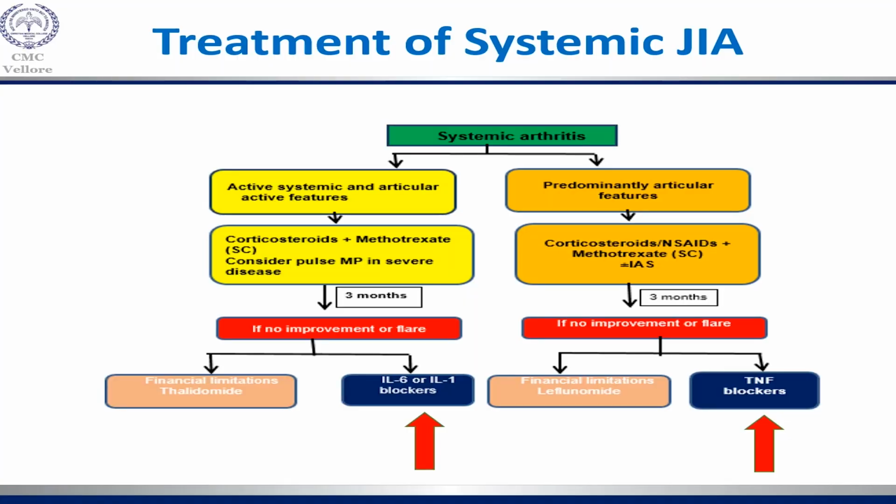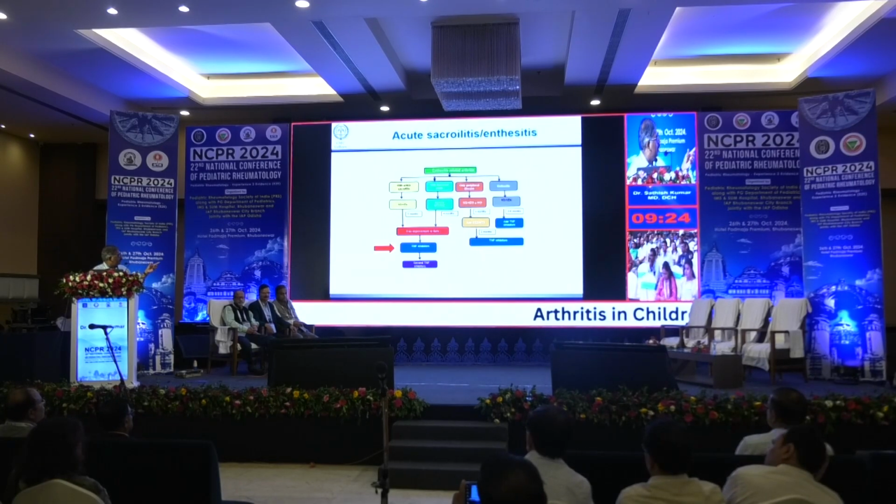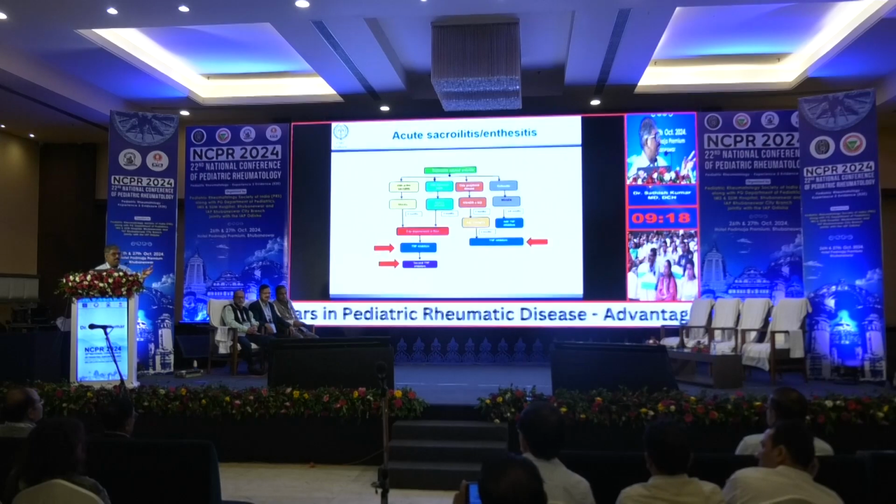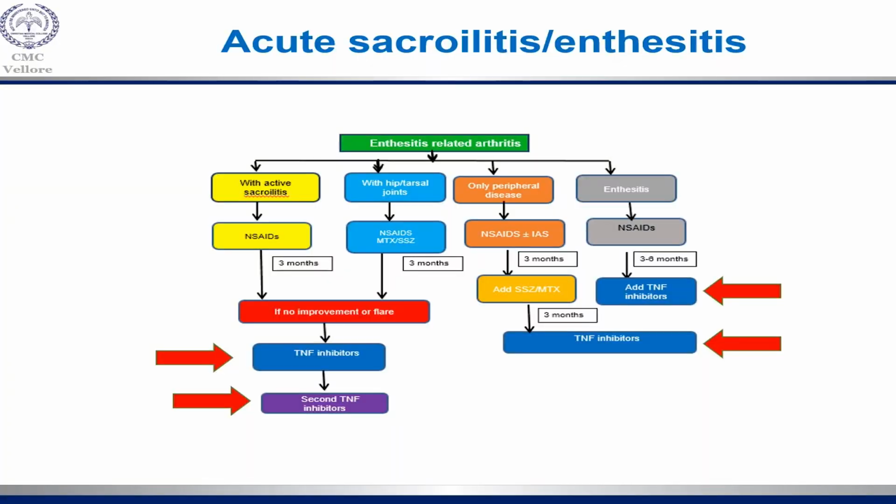When you look into the sacroiliitis or enthesitis presentation, if it is more a peripheral joint, you try and give methotrexate and see. If it does not respond, go on TNF alpha blockers. But if the enthesitis does not respond to methotrexate or our conventional DMARDs, you have to start thinking of starting TNF inhibitors very early.